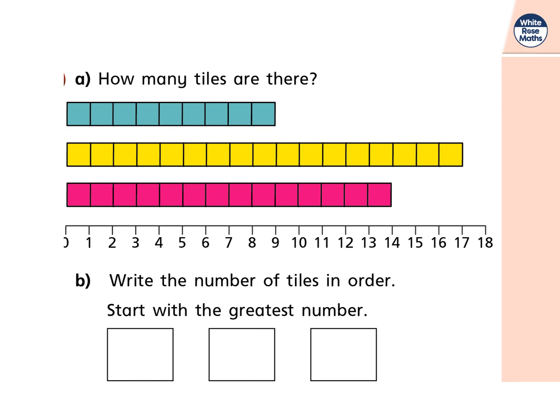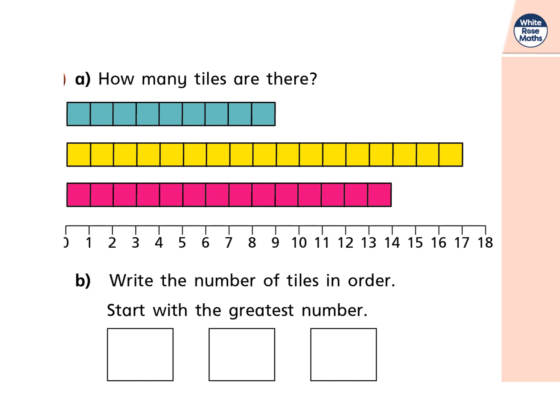So if we start from the blue and put our line right down, it stops at 9. So we've got 9 blue ones. Let's do the same for our yellow. Put our finger at the end of the yellow tiles and come down. We've got 17. And then we've got the pink ones. Let's put our line down from the last pink tile, 14.